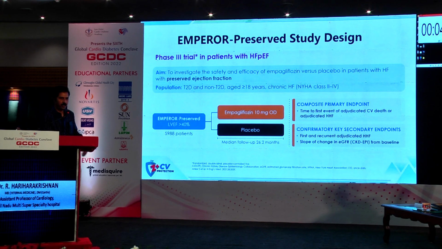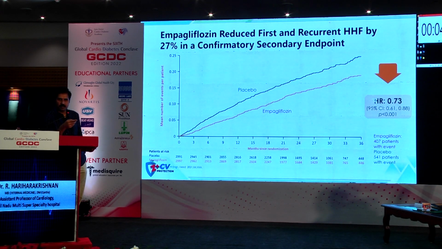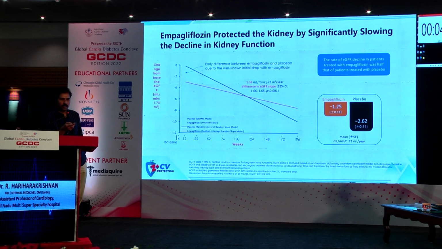This is the major trial which used empagliflozin 10 mg, which showed almost 21% risk reduction in cardiovascular mortality and 27% risk reduction in heart failure hospitalization. Above all, it also showed better renal protection by slowing the rate of decline in GFR, so it will reduce the progression to renal dysfunction. Even though there is an initial dip in eGFR, over time it offers greater renal protection.